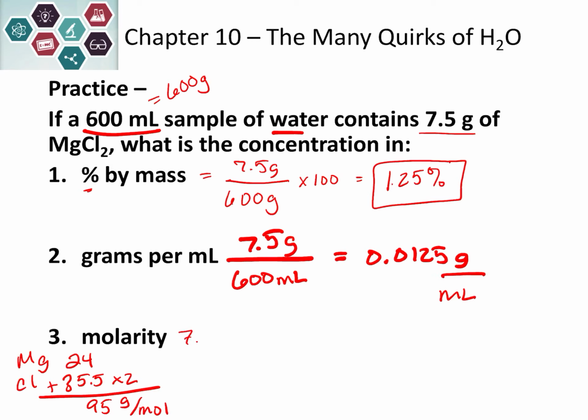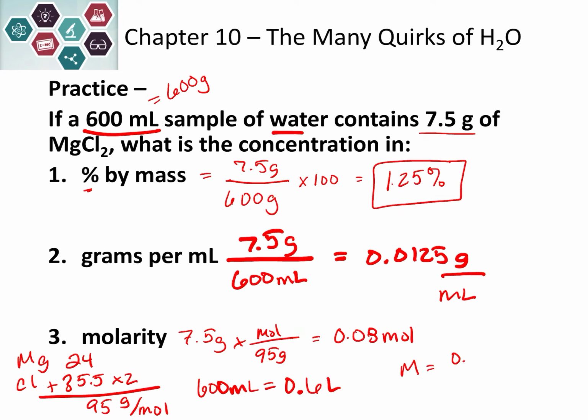If we take the 7.5 grams that we're starting with, we will divide that by the 95 grams per mole and come up with 0.08 moles. We also need liters. The 600 milliliters is equal to 0.6 liters. So now we have what we need to calculate molarity. We'll take the 0.08 moles and divide by the 0.6 liters, and we will get 0.13 molar as the answer. So there are your problems from Chapter 10 lecture slides.